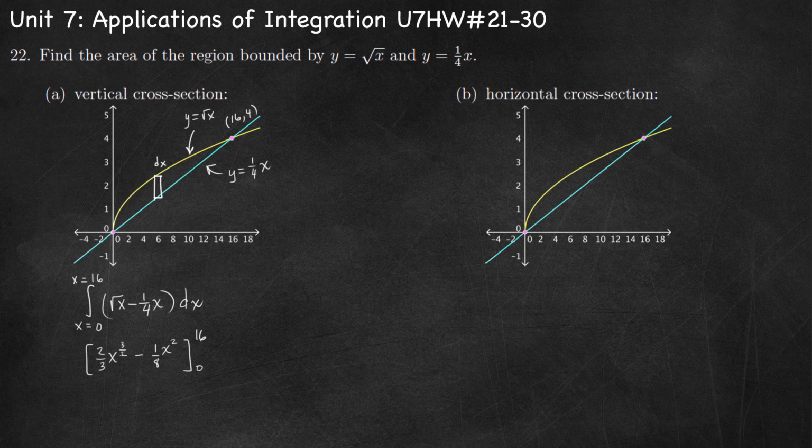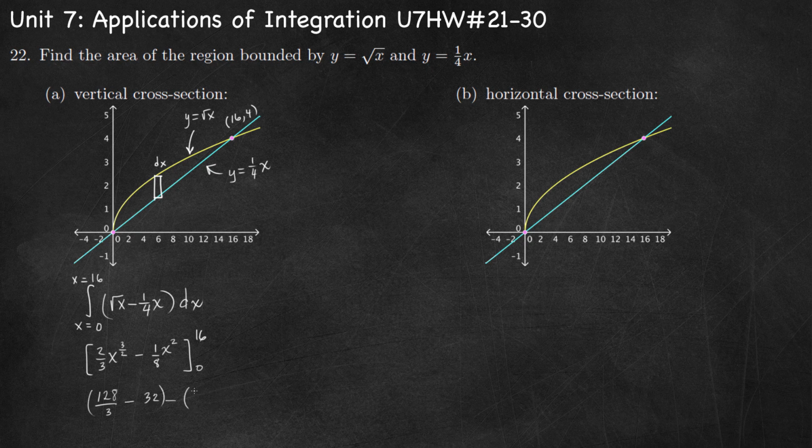X to the 3/2 when x is 16: 16 to the 1/2 is 4, and then we cube that and get 64. Multiplied by 2, we get 128 over 3. Minus, okay, here I have 16 squared. Well, 16 squared is the same as 8 times 2 times 16, and then I can cancel an 8. So I really just have 2 times 16, or 32.